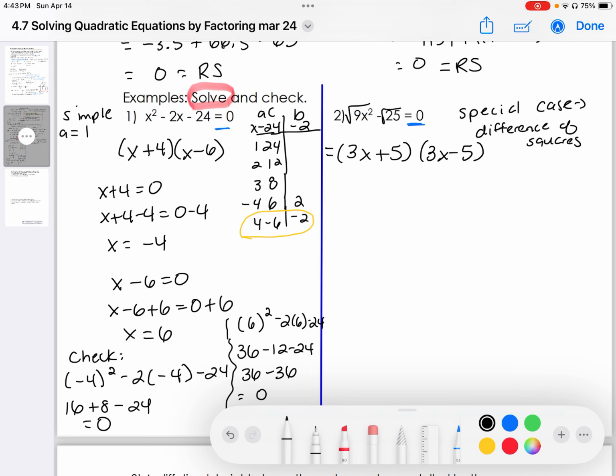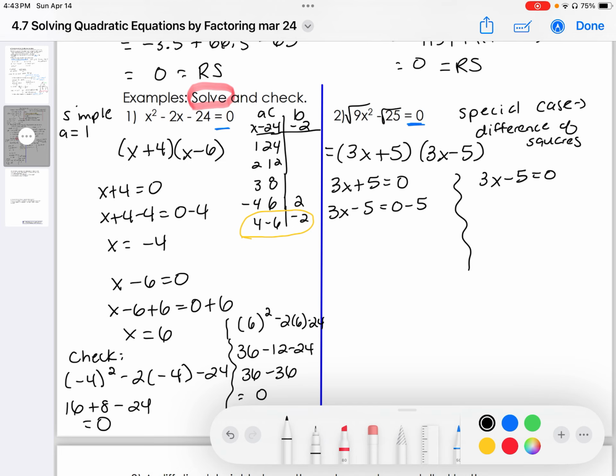And then don't forget, we are solving. So 3x plus 5 equals 0. So again, this is a case where actually setting it equal to 0 and solving for that x value maybe is something that you want to consider. Okay, so 3x minus 5.